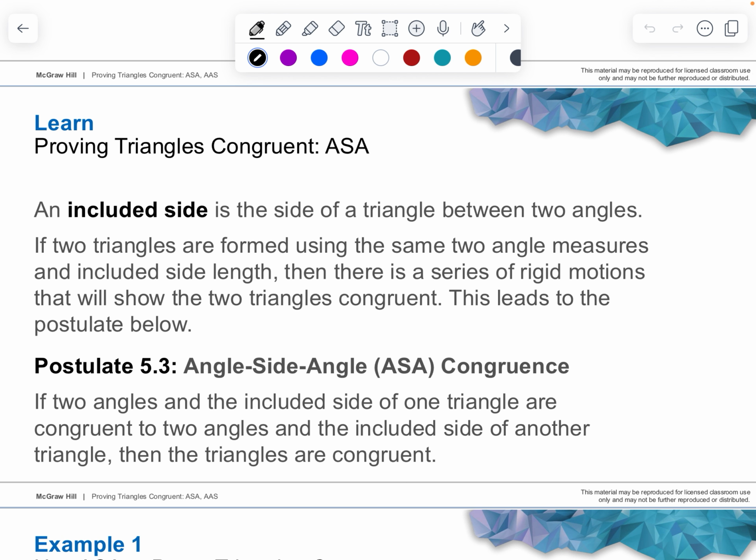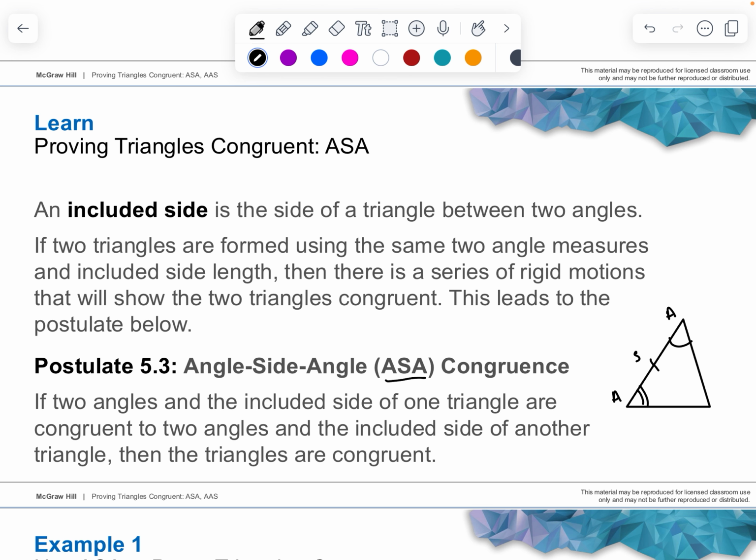Now we're going to talk about using an included side. An included side is the side of the triangle between two angles. So that would look like a triangle like this. And if we were looking at maybe this angle up here and this angle down here, the included side would be right here. And this would be an example of angle, side, angle. Angle, side, angle, congruent.